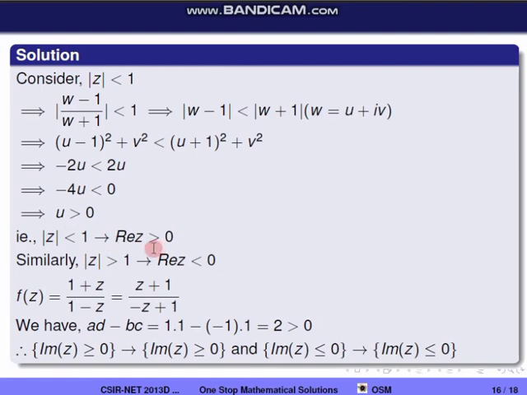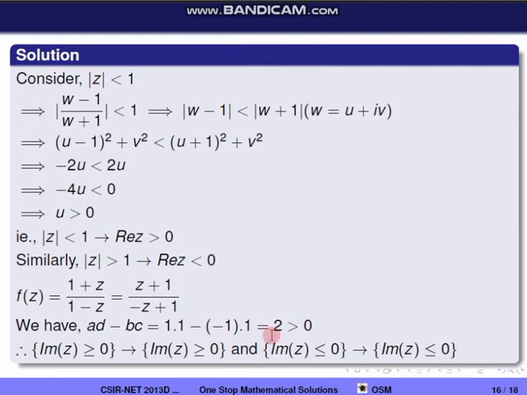Similarly, we can show mod z greater than 1 is mapped to real part less than 0. So also we are given f of z is equal to 1 plus z by 1 minus z. So I am rearranging so that we will write it in the general form, that is az plus b divided by cz plus d. That is what is written here. So we get a is 1, b is 1, c is minus 1, d is 1. So ad minus bc is equal to 1 into 1 minus of minus 1 into 1, that is equal to 2. So ad minus bc is greater than 0.